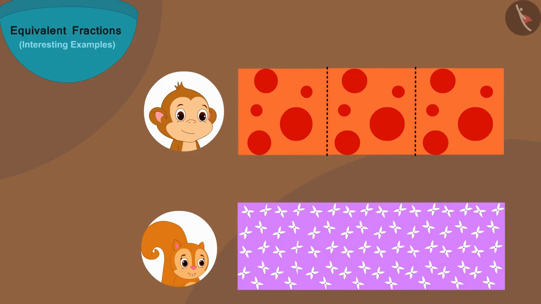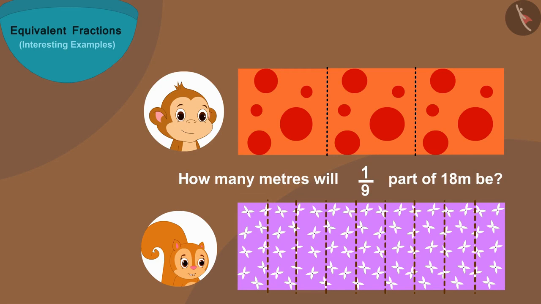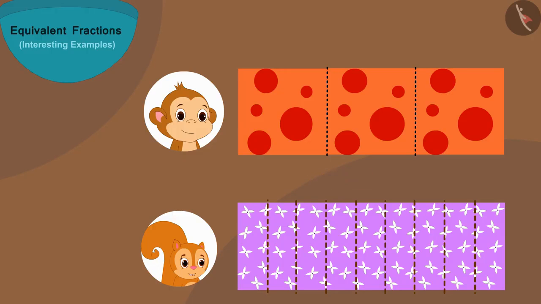Let us now look at it in another way. We know that 1/3 of Babban's cloth is 6 meters. The length of Chanda's cloth is also 18 meters, and she has made 9 equal parts of her cloth. So, how many meters will the length of one part be? Or, how many meters will 1/9 part of 18 meters be? 2 meters. But Chanda has given Babban 3/9 part, or 3 parts out of 9.